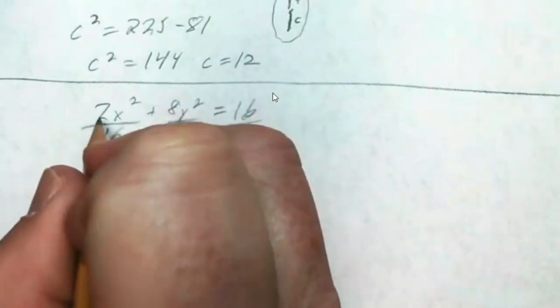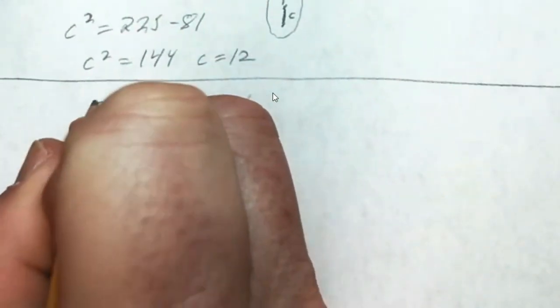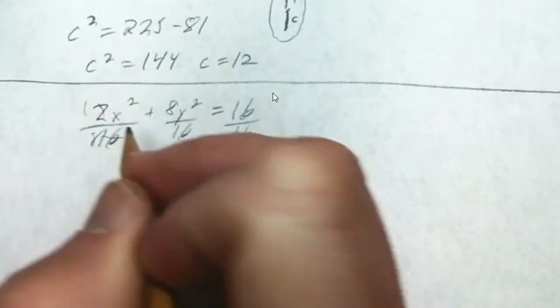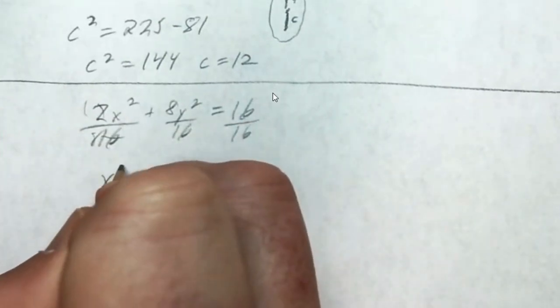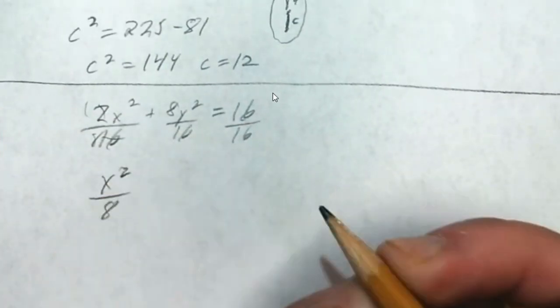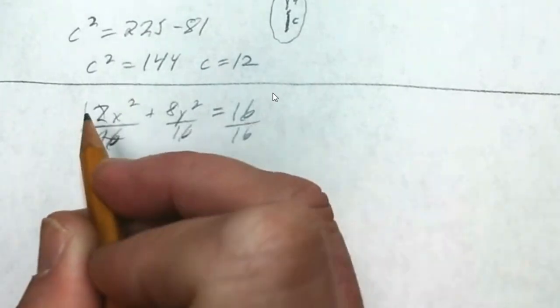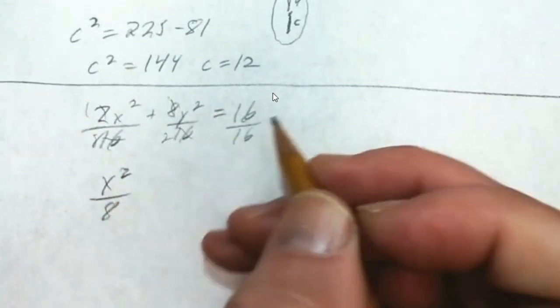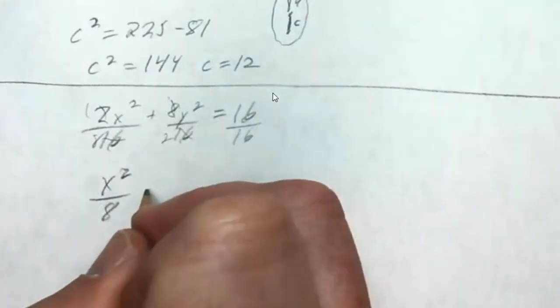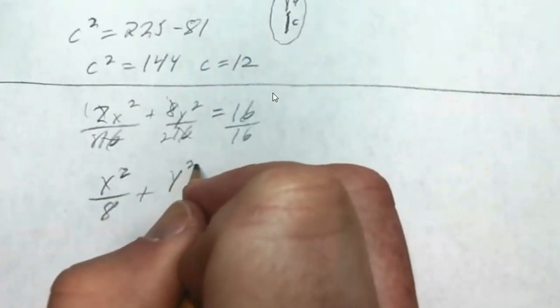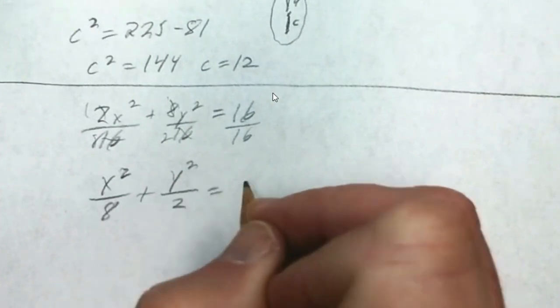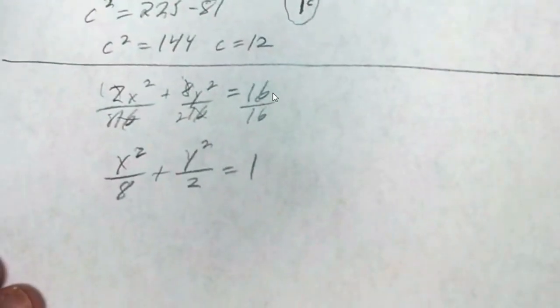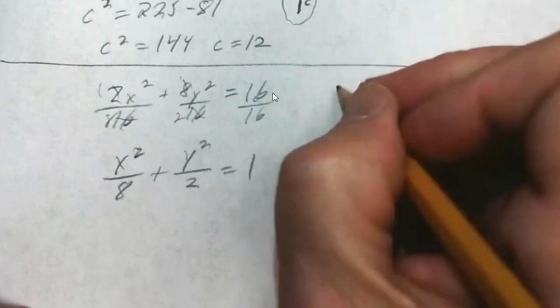So this simplifies to, let's see, 2 into 16, that'll be 1 and 8, right? So this would be x squared over 8, because 2 to 16. 8 and 16, this would be 1 and this would be 2, right? There's 8, divide both by 8. So y squared over 2 equals 1. So there, this is a squared.